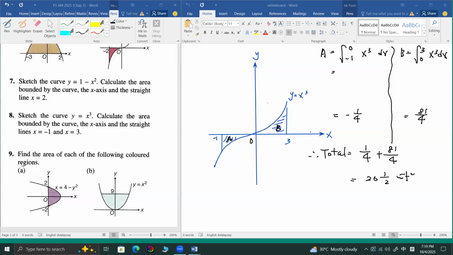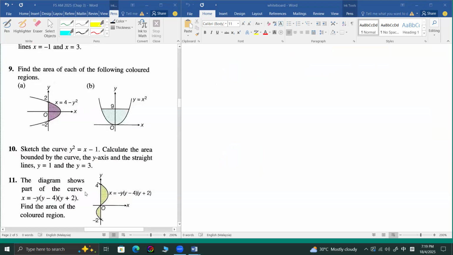Okay, next we continue. A few more. Look at number 9. The difference between number 9 and the previous one is that the limit is at the y-axis. If it's at the y-axis, we change to x dy. See the formula? To get the area, because the limit is now the y-axis, your formula is x dy.